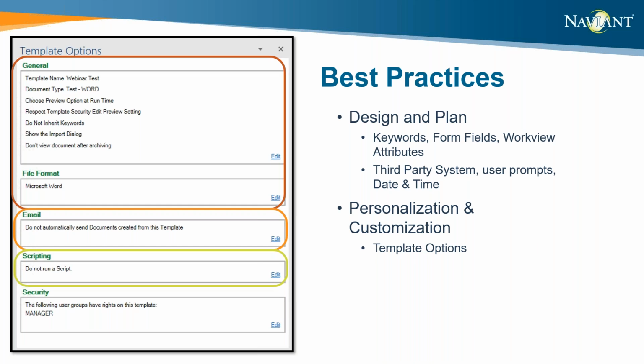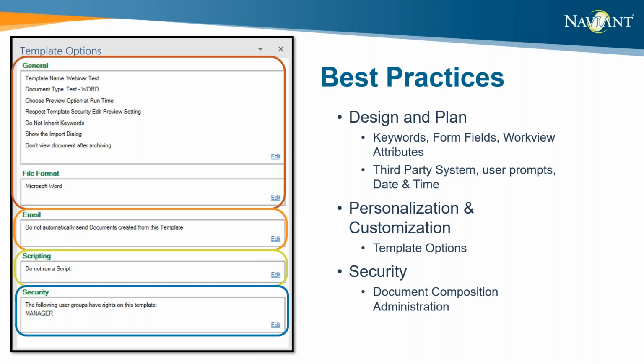Another way is that you can use scripting to meet all of your needs that are not native to the functionality of document composition. And users that need access to configure templates need document composition administration privileges selected from the user groups and rights. And this is also set in the security option shown in the screenshot, which user group has rights on the particular template that is being worked on. Users that you want to grant access to create the documents just need the Word document composition privilege granted.